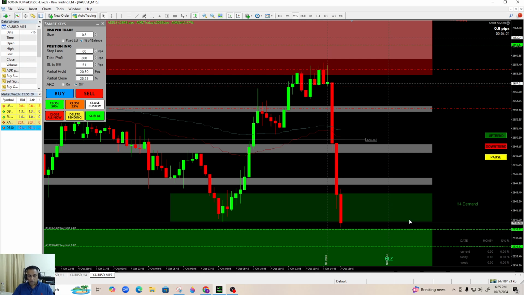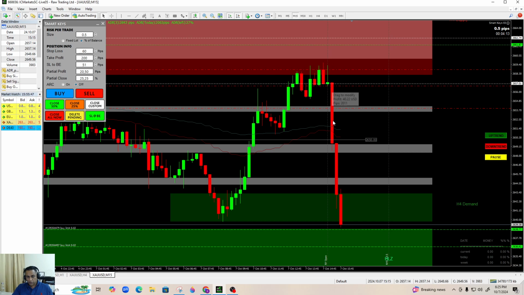Okay, so this is exactly as we anticipated. Price touched the red area. I said that it would drop. It came straight to the green. I said it'll go through this green area and come to this area. Now let's see if the pending orders we've placed here are going to work.